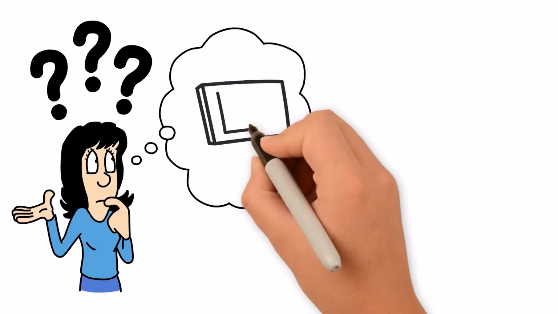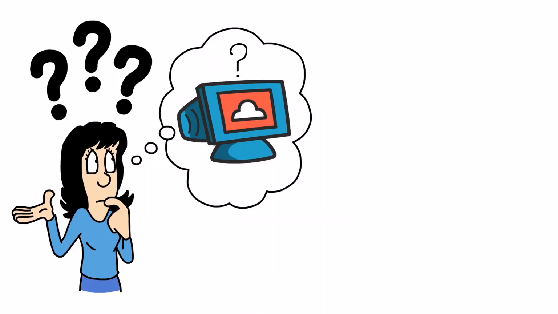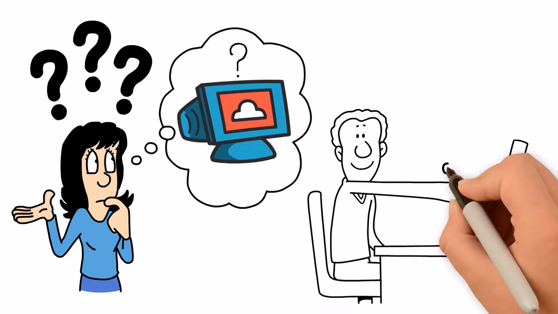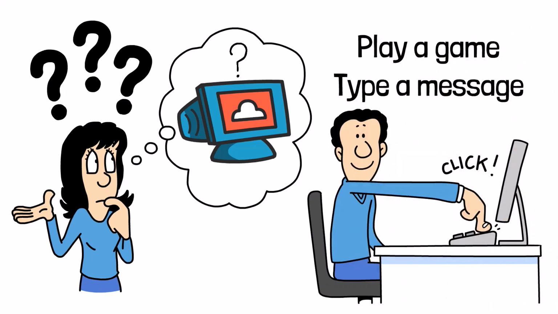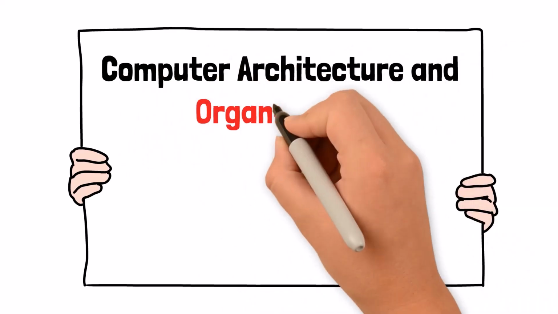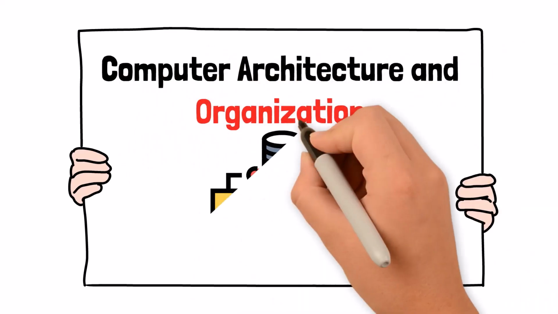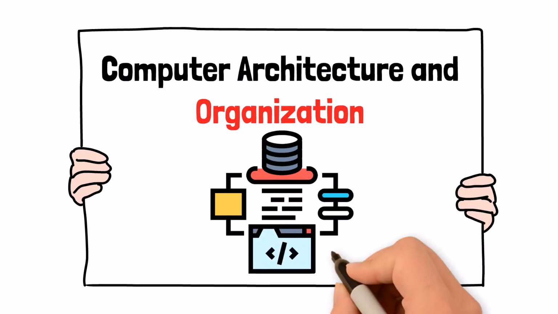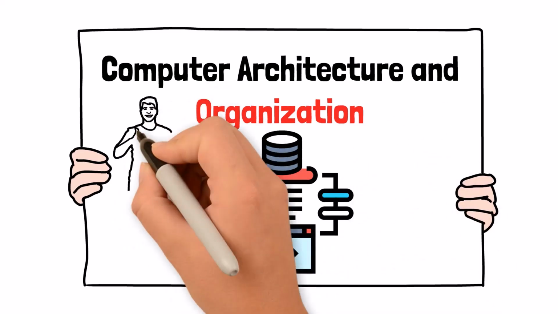Have you ever wondered how a computer actually works inside? What's going on behind the screen when you press a button, play a game, or type a message? Well, today we're going to learn about something called computer architecture and organization, which is basically the blueprint and inner design of a computer. Let's break it down in the simplest way.